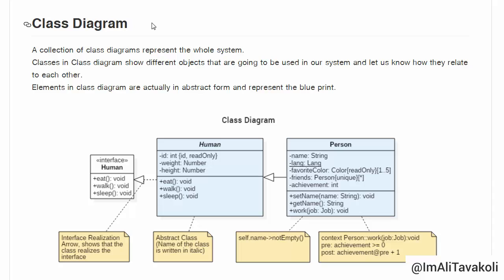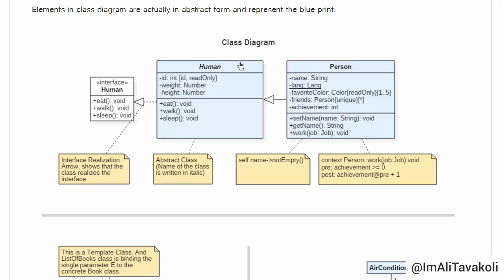Alright, class diagram. A collection of class diagrams represent the whole system. Classes in a class diagram show different objects that are going to be used in our system and let us know how they relate to each other. Elements in a class diagram are in abstract form and represent the blueprint. So a class diagram is actually a blueprint. Here is an example of a class diagram.